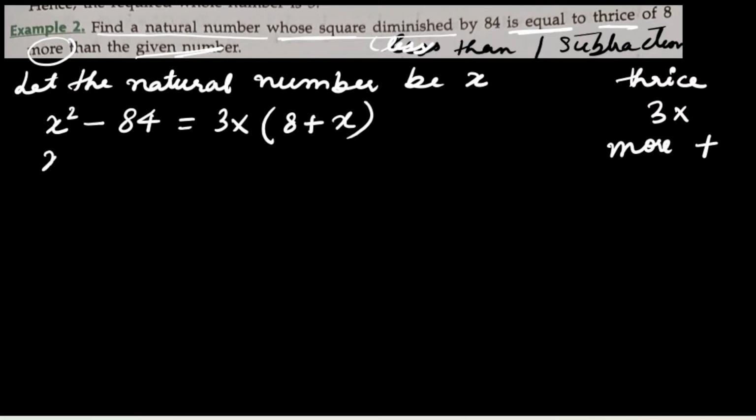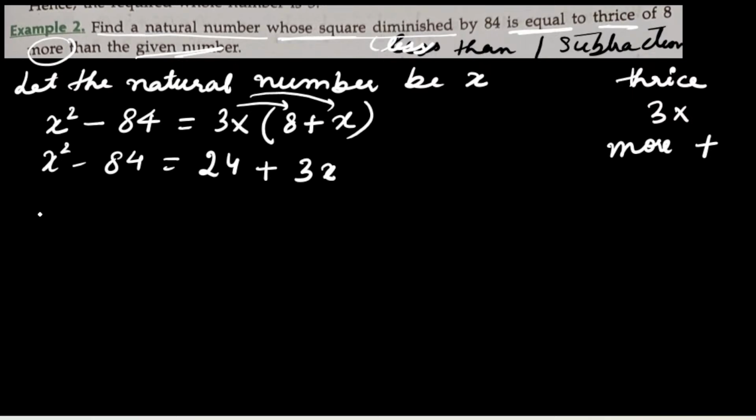So let's simplify this. So x square minus 84 is equal to, now let's do this multiplication. And here is the mistake which you have to avoid. Don't write it like this: thrice 8 more than the given number. If you write like this, what will happen? If you don't write the bracket here, you will just do 24 plus x. So to avoid this mistake, wherever a bracket is needed you have to write it, like I have written here. So this will become 24, 3 into 8 is 24, and 3 into x is 3x.